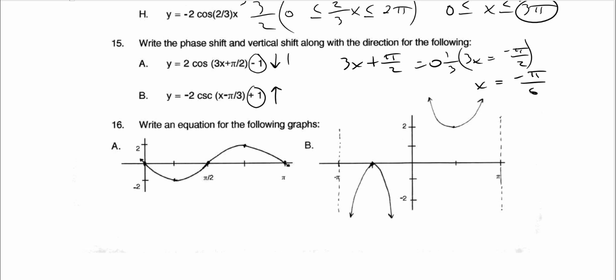Pretty easy. And then this one is x minus pi over 3 equals 0. So add pi over 3. So my phase shift for this one is pi over 3. Okay, so that's a pretty easy way to figure out a phase shift. Number 16, you should be able to write equations given graphs. I showed you a good way to do that back in the day.